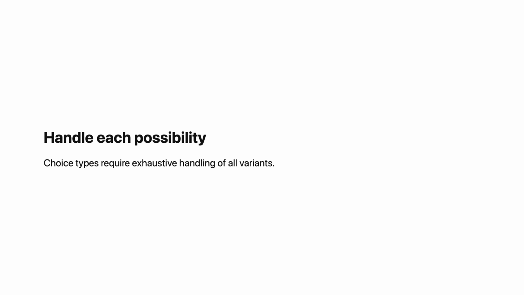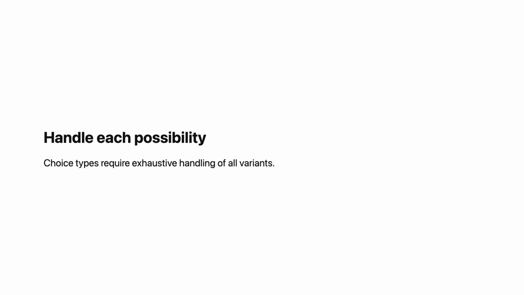When you have a choice type, you must handle each possibility. You cannot just access fields like with a record. First, you must determine which variant you have. This is pattern matching or case analysis. Check which variant, then access its data. When payment is credit card, use payment.number. When payment is bank transfer, use payment data number. When payment is cash, there is no data to access.